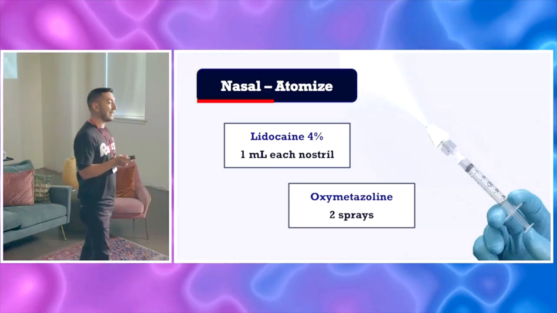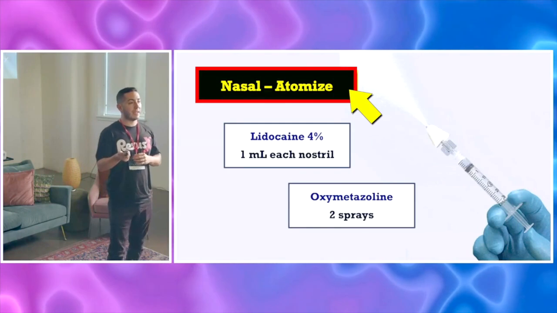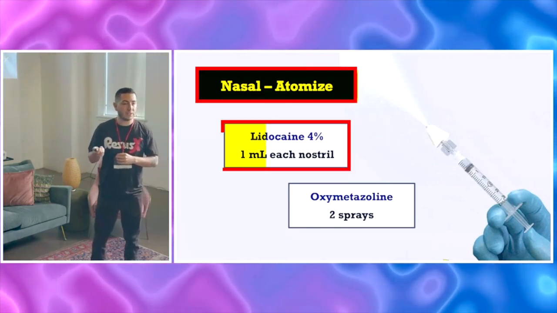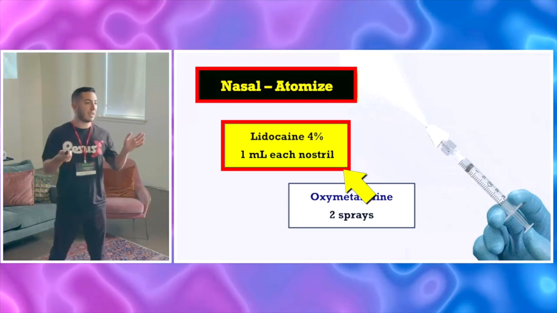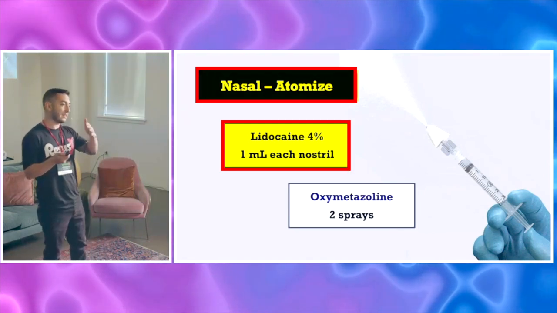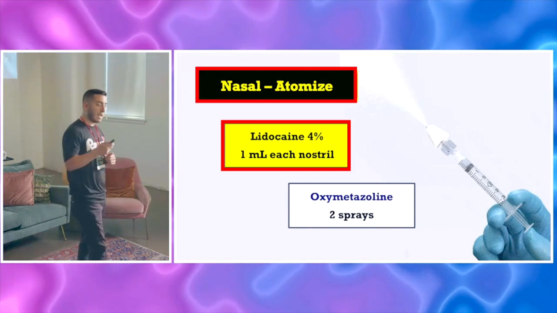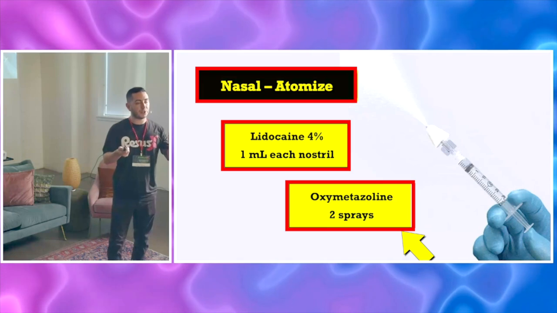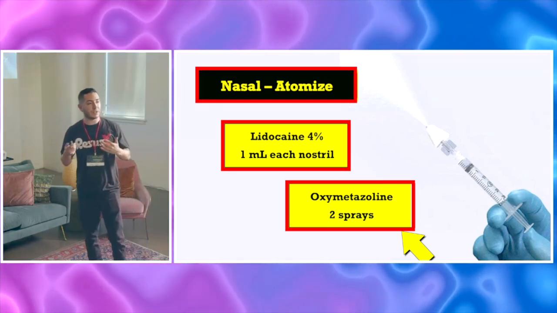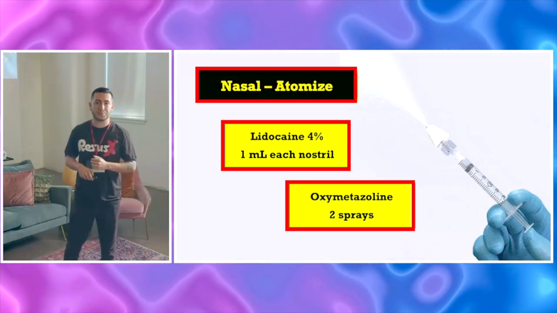If you're going to perform a nasal intubation, you also want to atomize the nose, right? 4% lidocaine is a good option here. Usually 1 cc is sufficient. I like to spray it on each nostril just in case I need to switch sides during the procedure. And then also spray oxymetazoline, right? This is going to provide some vasoconstriction to prevent any sort of iatrogenic epistaxis during the procedure.